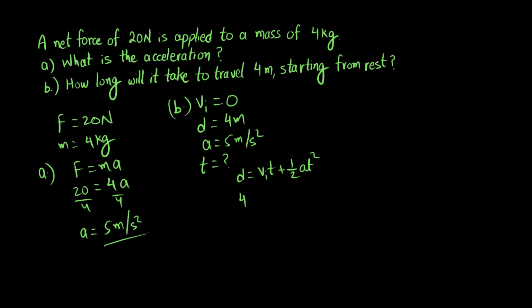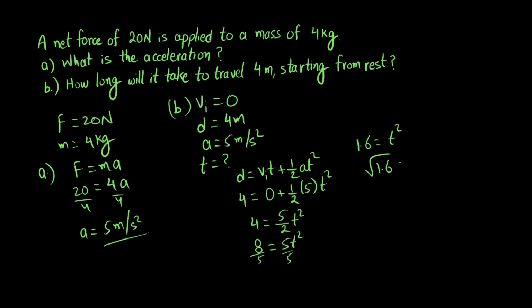We have 4 meters equals V initial is 0, 0 plus half times 5 t square. So we have 4 equals 5 over 2 t square. You can multiply both sides by 2. So we have 8 equals 5t square. Now divide both sides by 5. We have 1.6 equals t square. Now you take a square root. That gives you t. So t comes to be 1.26 seconds. This is how we apply the equations of motion and eventually find acceleration.